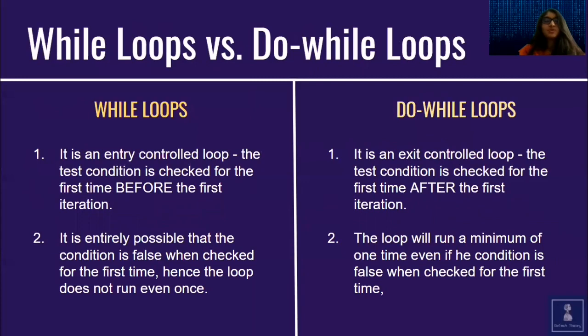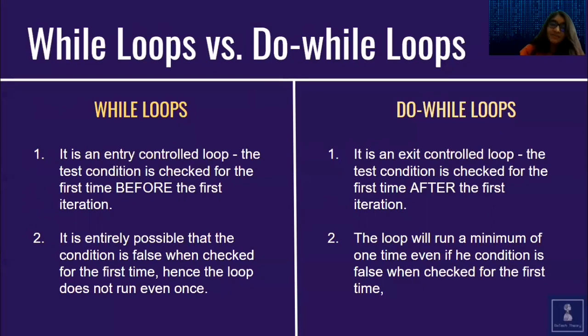Okay, so what's the difference between the while loop and a do-while loop? A while loop is an entry control loop. The test condition is checked before the iteration happens for the first time, whereas the do-while loop is an exit control loop. The test condition is checked for the first time after one iteration is completed. So we know that in a do-while loop, the loop is going to run at least once, whereas in the while loop, there is no certainty. Only if the condition is satisfied will the while loop run, whereas in the do-while loop, you will always run it once, and only then will the condition be checked for the first time.